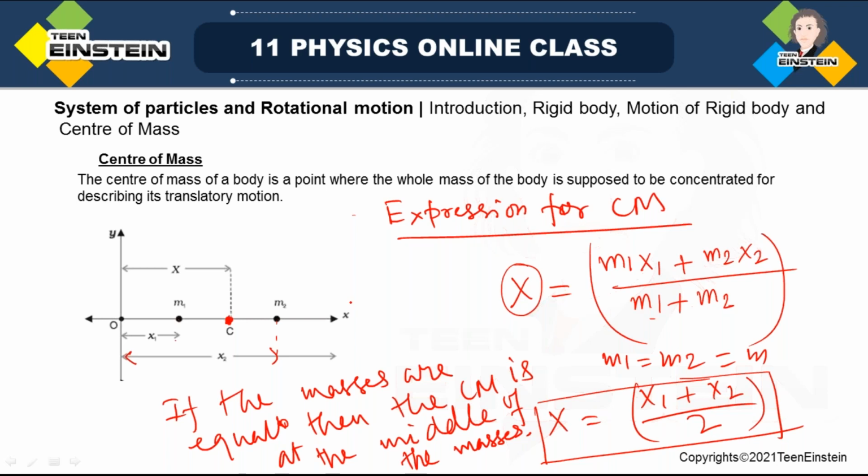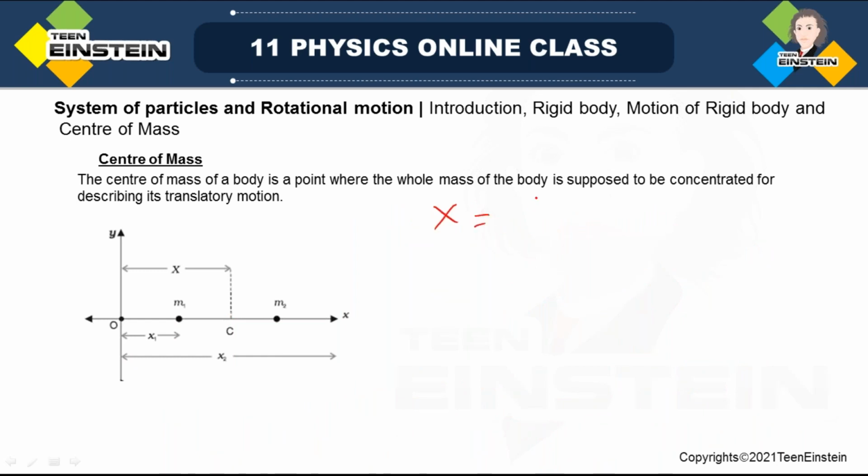So we had taken, for simplicity, a two object system. But this formula can be extended to any number of systems. So we have got, for two systems, m1 x1 plus m2 x2 divided by m1 plus m2. This is a general formula, and it can be generalized to any number of particles. Here we have taken two particles.